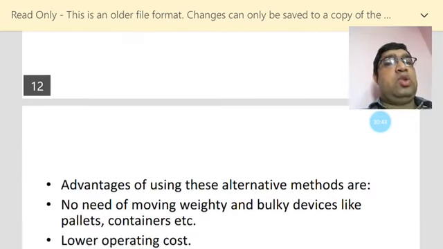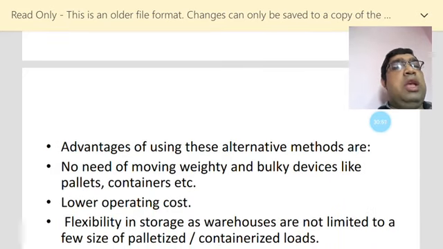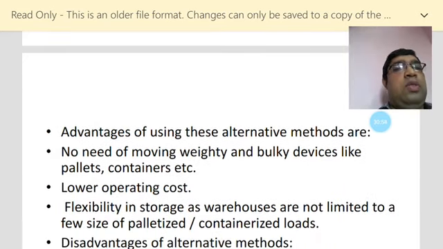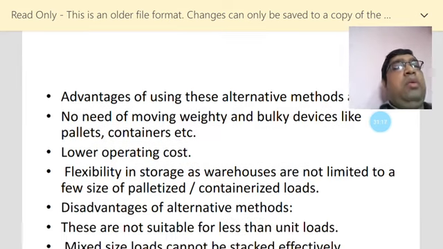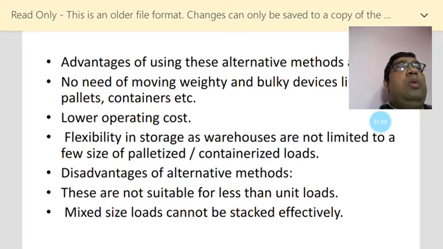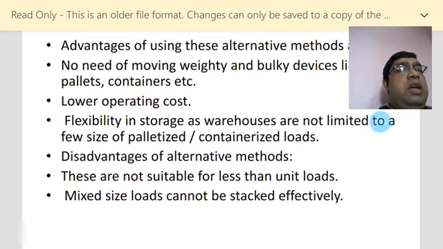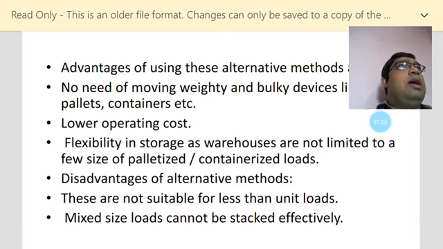Another advantage of using those alternative methods is that there is no need of moving weighty and bulky devices like pallets, containers, etc. Basically pallets, containers and skids are required for handling, but with these methods there is no need for this type of equipment. There is also a lower operating cost in the alternative method of materials handling.